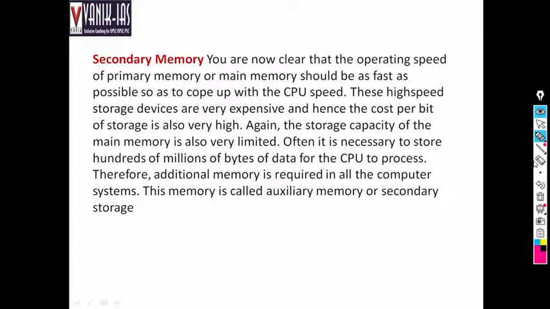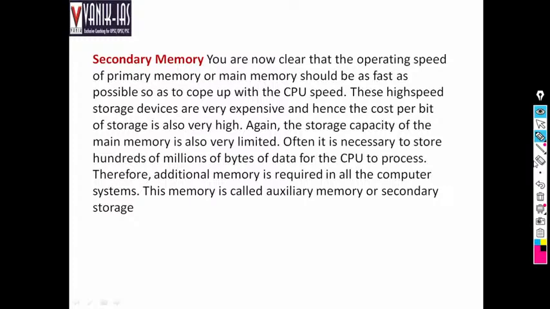Sorry for the interruption. So now we are studying secondary memory. As primary memory is very high cost, we need a secondary memory to store the data. But the fact is that it is time taking to access the data from secondary memory. Often it is necessary to store hundreds of millions of bytes of data for the CPU to process. Therefore, additional memory is required in all computer systems. This is called auxiliary memory or secondary storage.